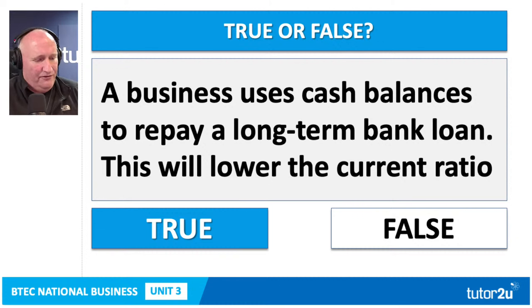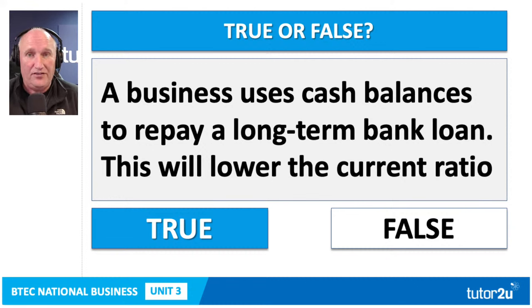Mag's doing some very efficient changing in his answers on the previous one, and got it right, of course. So we're using cash, which is current assets, and we spend some of that to repay a long-term bank loan. Does that lower the current ratio? A few more seconds. What do we think? Lionel's first in with true. One or two people saying true, one or two people saying false.